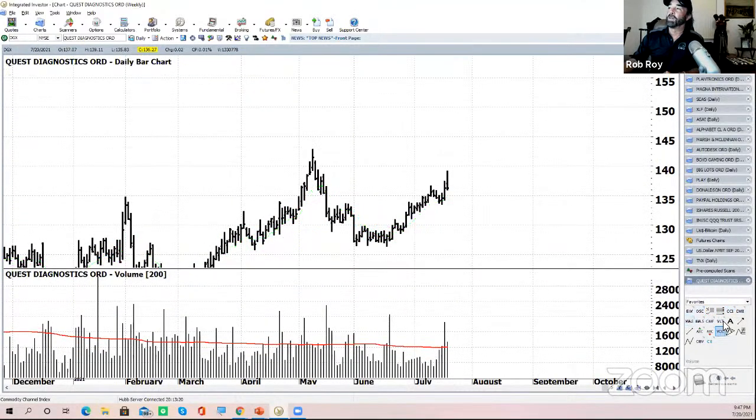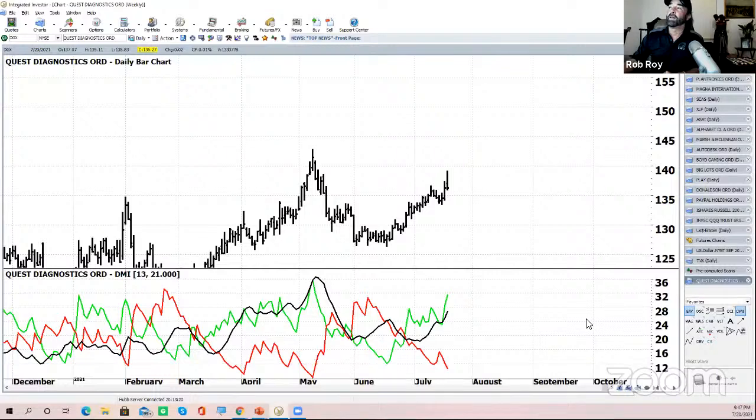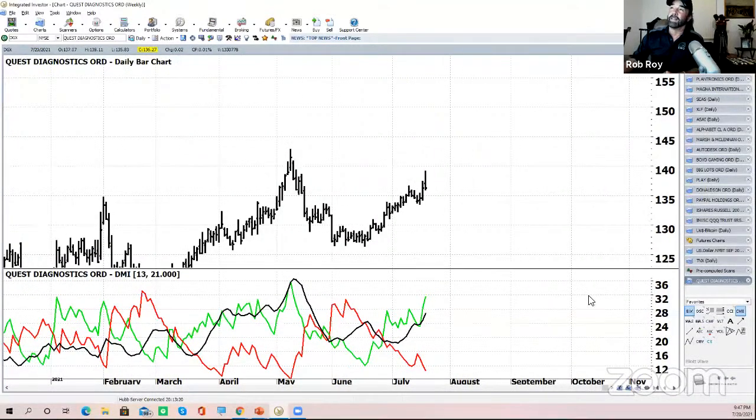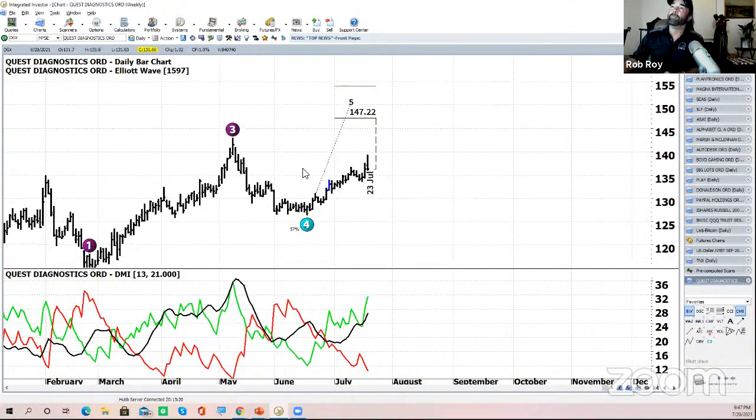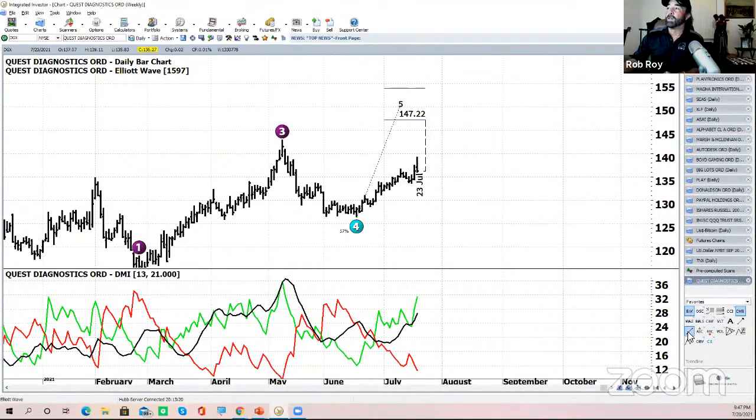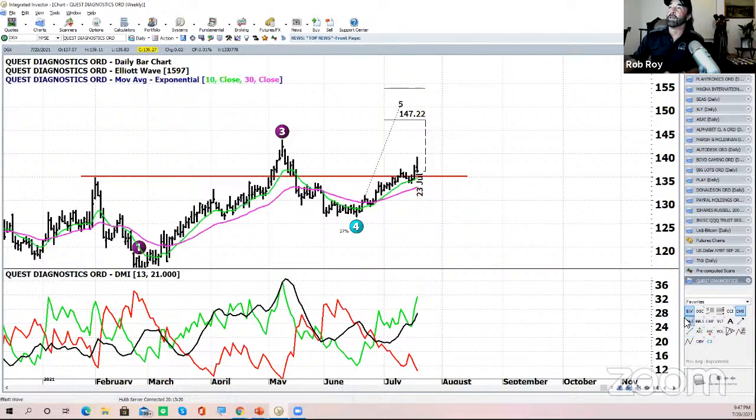So let's take all this stuff off. Let's go back to the DMI. And that looks, it's like it didn't even flinch yesterday. It didn't affect it at all. Now, it's not in a 5-wave pattern. Oh, it is. Actually, sorry about that. Took a second to show up. But here's what's interesting: there was resistance there at 135, broke above it yesterday, came back down, tested it a little bit today, and there's the 10-day moving average.